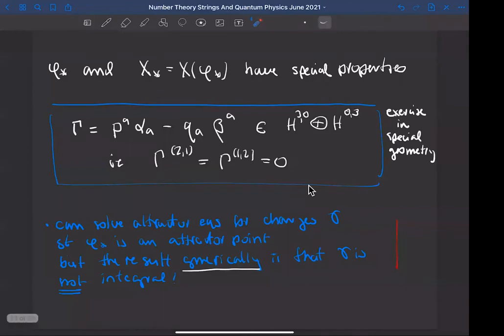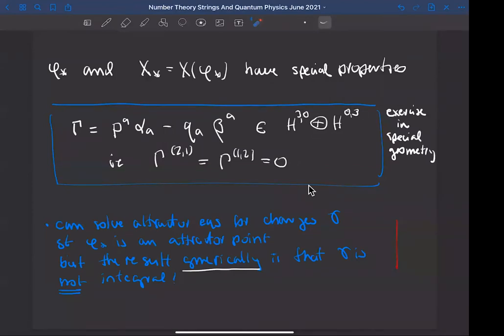A non-trivial exercise, well, depends on how expert you are in this. It's not obvious what I'm going to say, but it is an exercise in special geometry to show that at the attractor points, both phi and the variety at that point have special properties, and the attractor equations become an equation that says that this vector of charges, this integer three-form, is in H^{3,0} plus H^{0,3}. It lies here, so in other words, it doesn't have an H^{2,1} or an H^{1,2} part. It is a straightforward exercise, but not trivial to see from the equations I had before.